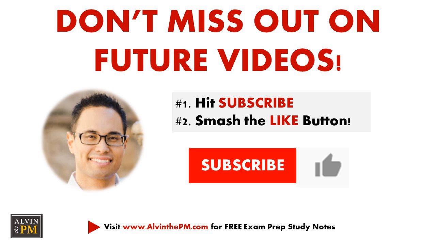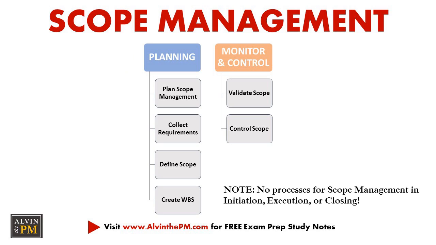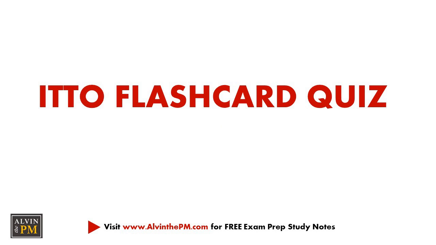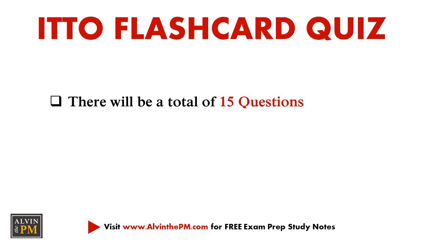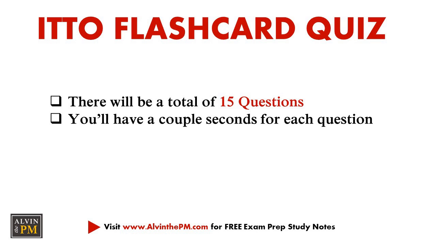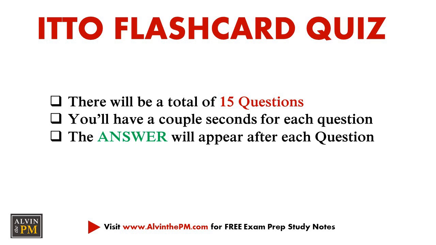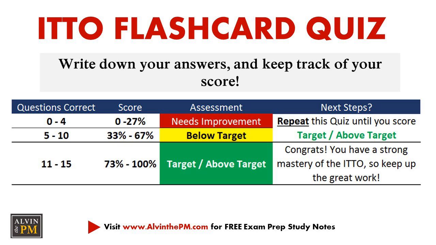As a quick refresher, these are the processes involved with scope management, and we'll be covering this in more detail so you understand the ITTOs to master for your exam. Just like our previous quiz, we'll be going over the ITTOs in the form of a flashcard quiz. There will be a total of 15 questions. You'll get a couple seconds to answer each question, and afterwards, the correct answer will show up on the screen. So make sure you write down each answer so you can evaluate your performance at the end of the quiz. So without further ado, let's get started.